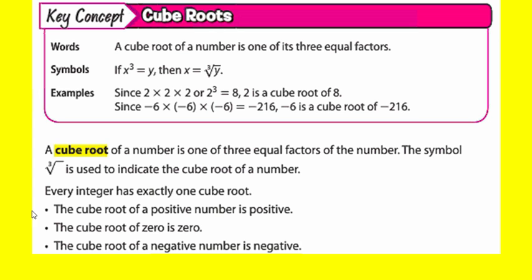This part's really important. Every integer has exactly 1 cube root. The cube root of a positive number is positive. The cube root of 0 is 0. And the cube root of a negative number is negative. So it is possible to take a cube root of a negative number, but not a square root.